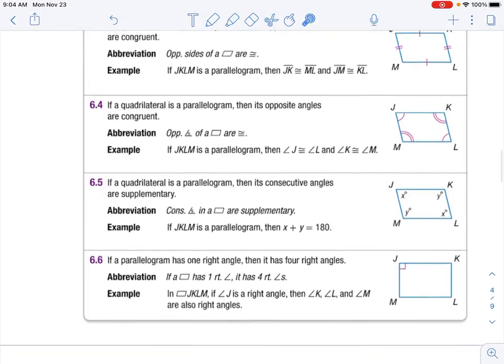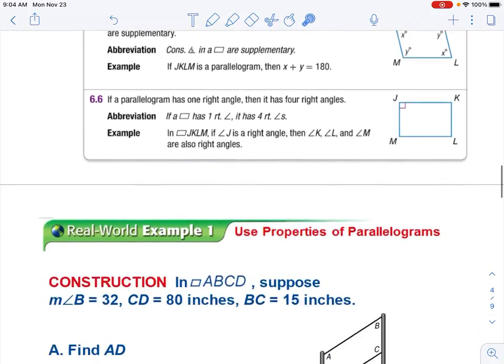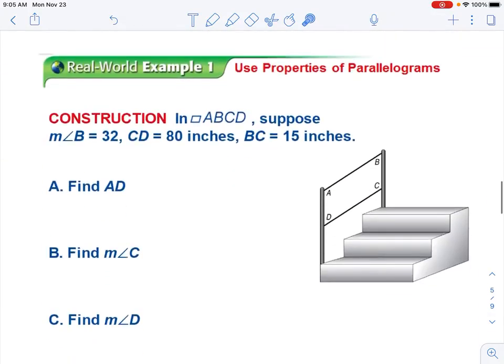And if a parallelogram has one right angle, then it has four right angles. If this one's 90, then the rest of them also must be 90. And you have a parallelogram that is either a rectangle or a square. So we could prove any one of these things with an actual proof, but we're not going to. We'll just take them as true.